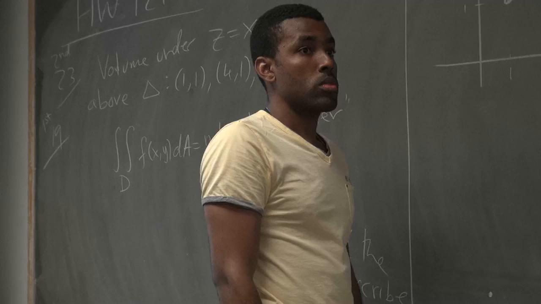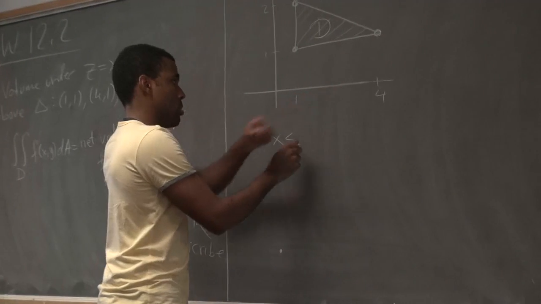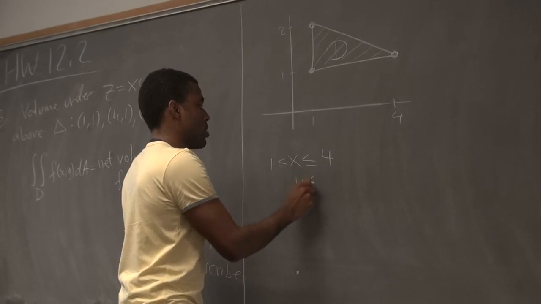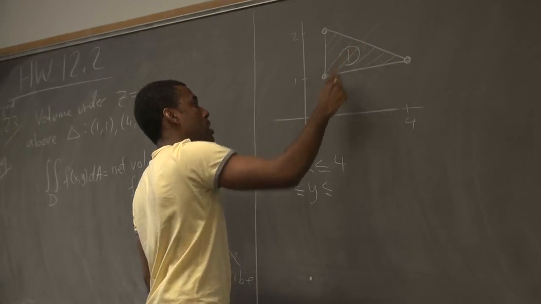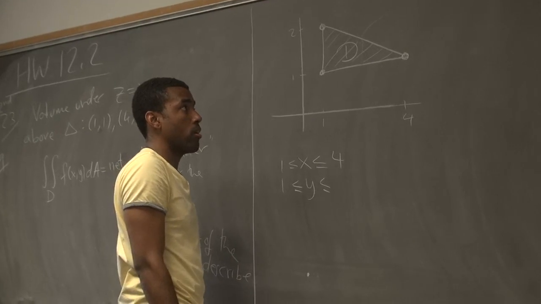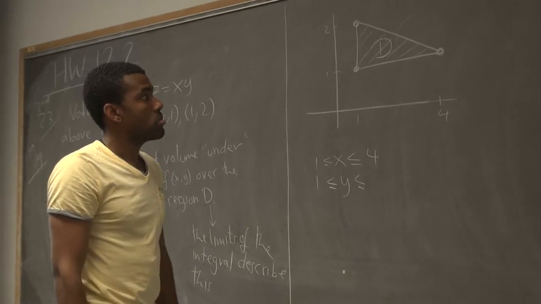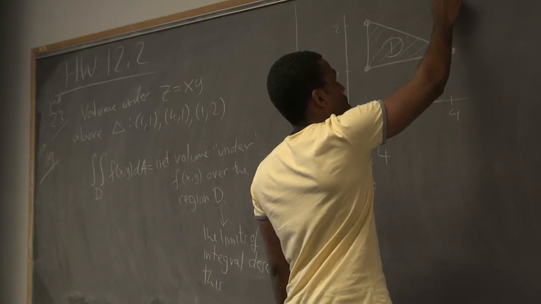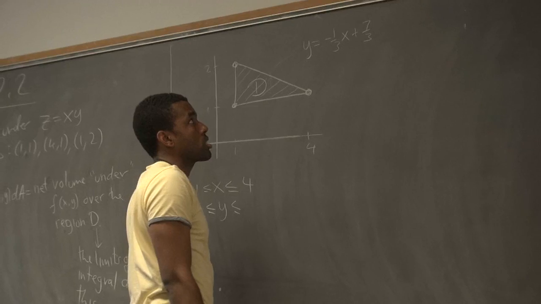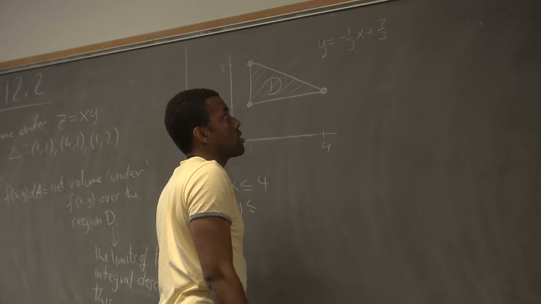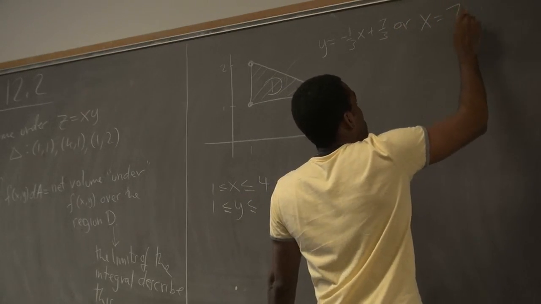Yeah? You can describe x being between 1 and 4. Sure. And then you can describe y as a line. So you'd have to find the equation of this line, right? And y would go from 1 up to that line, right? So we know that the lower limit here is 1. But what is that line? Negative 1/3 x plus 7/3. So this is y equals minus 1/3 x plus 7/3. Or x equals 7 minus 3y. Yeah, you could do that also.